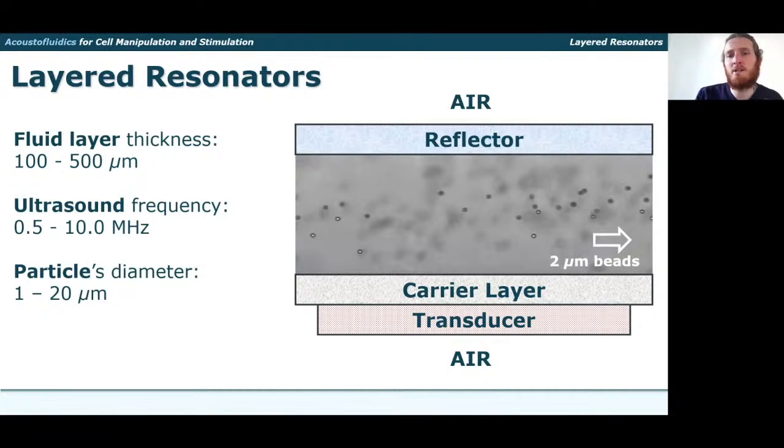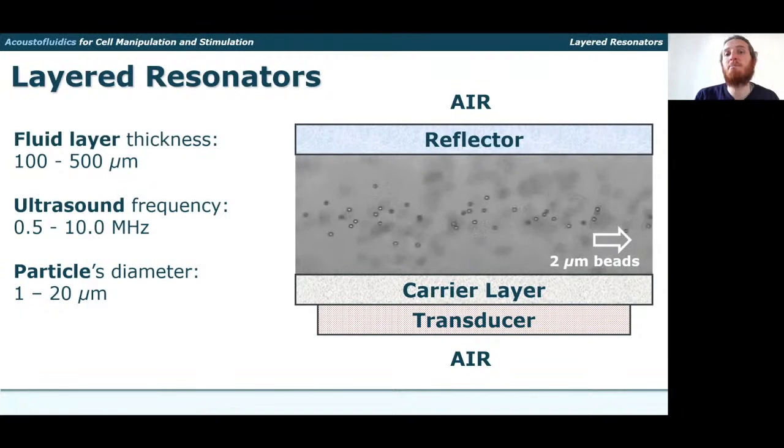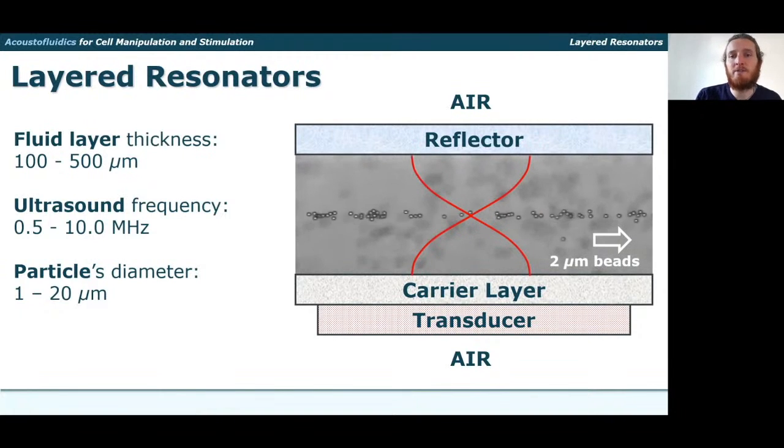So the fluid layer of a typical layer resonator is in the order of 100 to 500 micrometers in thickness. Typical ultrasound frequencies range between 0.5 and 10 megahertz, and particle diameters between 1 and 20 micrometers, but that would largely depend on the application. So this video illustrates the manipulation of 2 micrometer polystyrene beads towards the center of a fluid cavity where an ALF wave resonance is established.